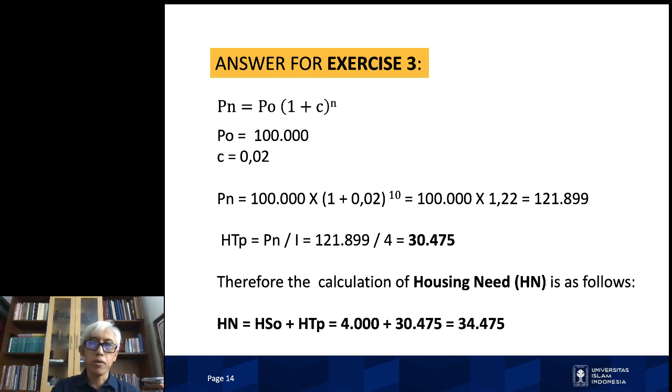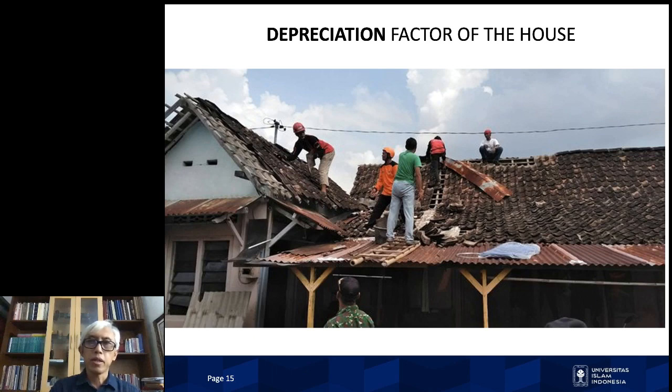30,475. So if we refer to exercise 2, we can find that the housing needs in the next 10 years is 4,000 plus 30,475. So it's 34,475. The next factor that we need to consider is the depreciation factor.